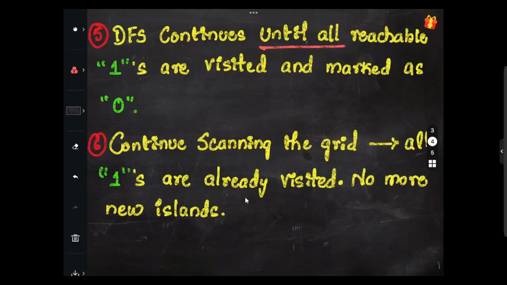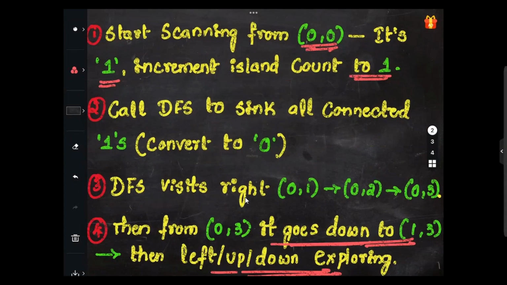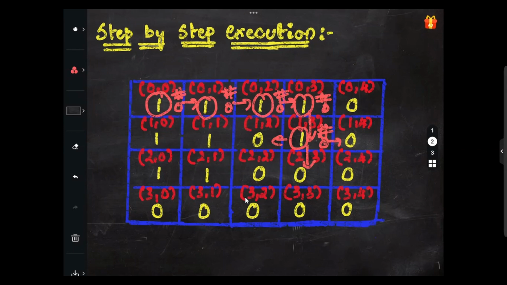So in this case, we don't have ones here, so we'll stop here, right? So DFS continues until all the reachable ones are visited and marked as 0, right? So let me come here in this case. So here we have explored. So next what we will do, we'll come down here. This one will be marked as visited and we'll convert this one to 0.